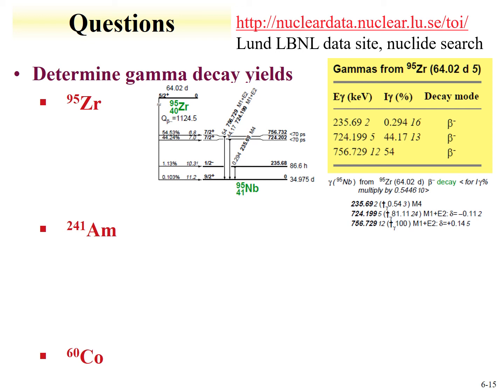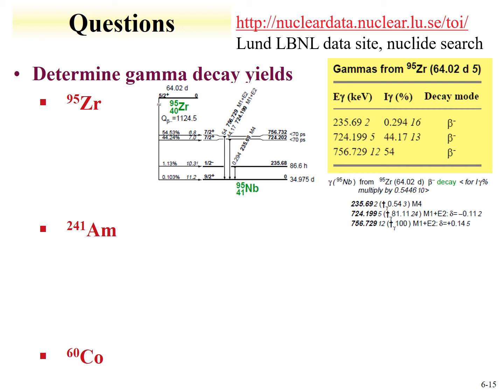What this looks like, from the table of the isotopes, is our gamma decay scheme, where we have the zirconium-95 decaying by beta. 54% of the time it populates this state. 44% of the time it populates the lower lying state. You see these are both 7/2 states. Zirconium-95 is 5/2 plus, so decaying to a 7/2 plus is a very reasonable decay.